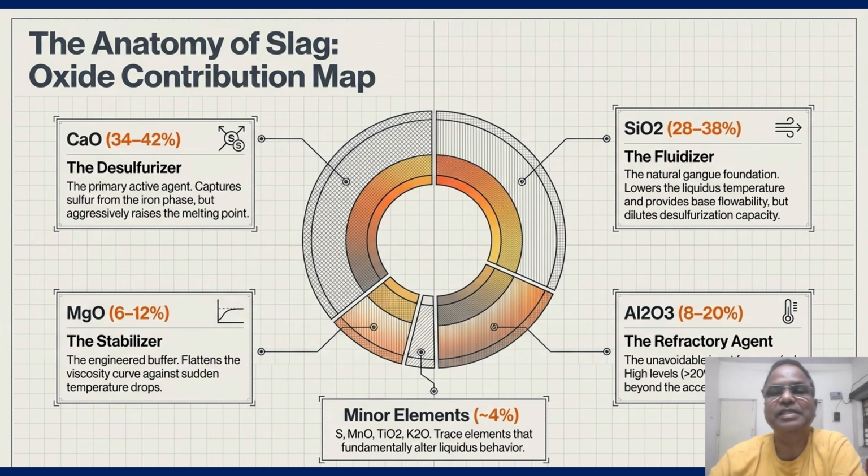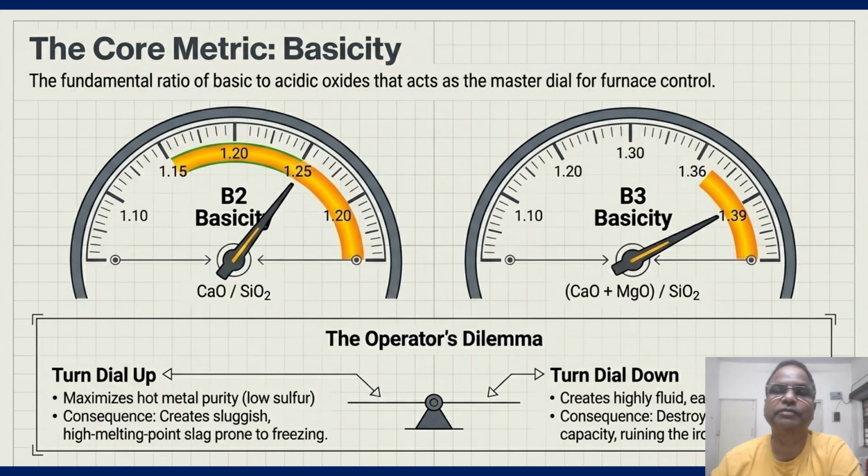As in this slide, in the hearth, iron stays below and slag floats above because of the density difference. If slag becomes too viscous, the drainage worsens and productivity falls. So these are the principal fundamentals that we have to keep in mind while operating the furnaces.